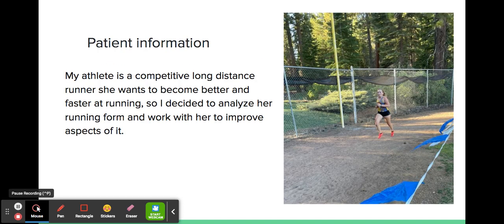Some background information on my athlete, Sasha Pickett. My athlete is a competitive long distance runner, and she wanted to become better and faster at running, so I decided to analyze her running form and work with her to improve it.